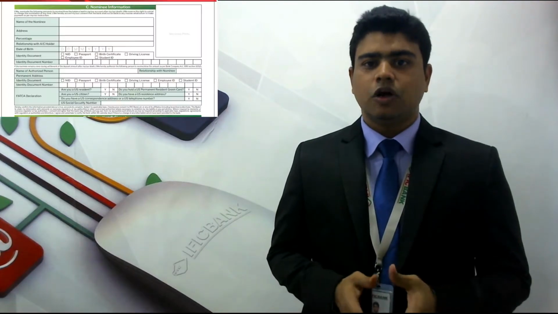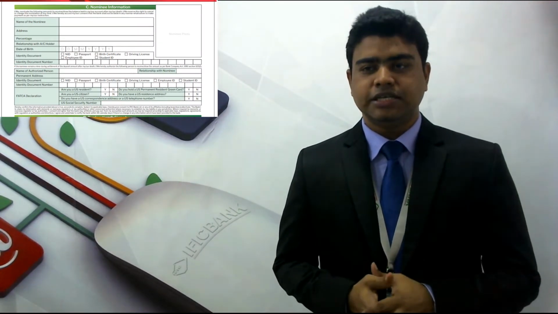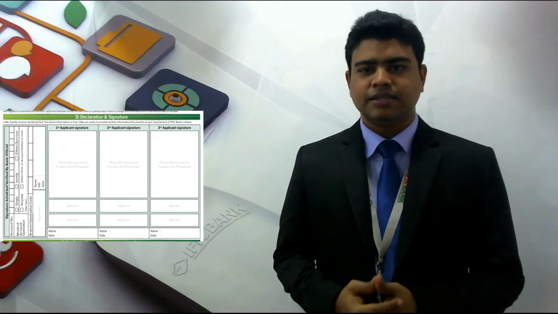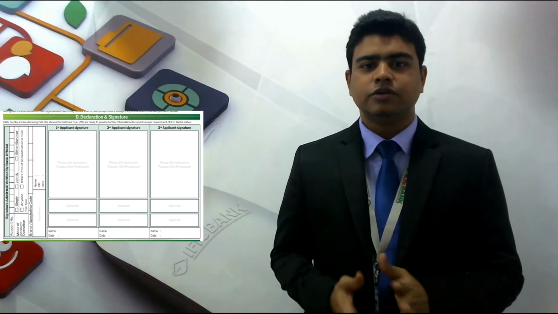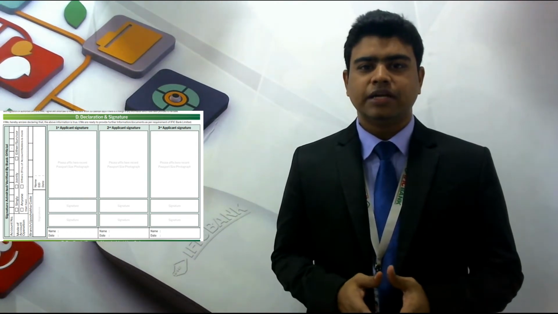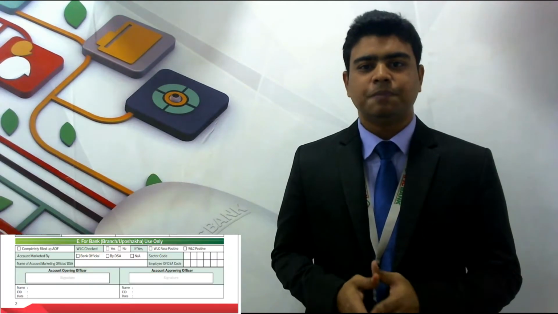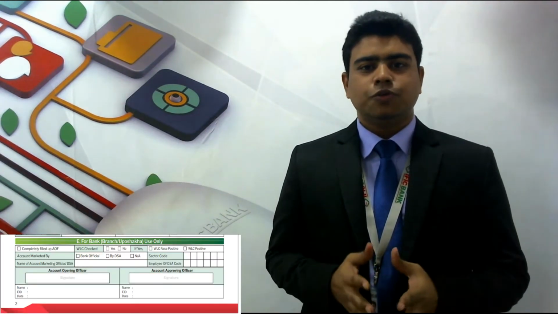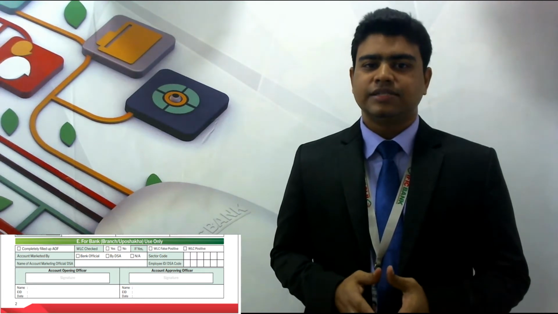The next part is personal information. Here, all the personal information like mobile number, account holder's name, date of birth, father's name and mother's name, his present and permanent address, and his mailing address where we can communicate with him. In the next part, all the information of the nominee will be written. The next part is declaration and signature. Here the account holder puts down his or her signature, and also declares that the information provided above is true. And the last part is for bank use. Here the account opening and approving officers will put down their signatures.